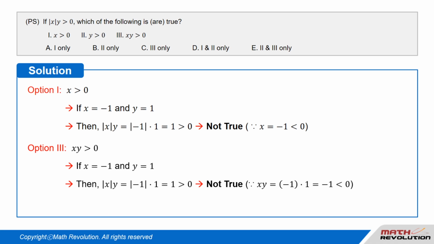Option 3. x times y is greater than 0. Let x equal -1 and y equal 1. Then the absolute value of x times y equals the absolute value of -1 times 1, that equals 1, which is greater than 0. However, x times y equals -1 times 1, that equals -1, which is less than 0. Thus, option 3 is not true.